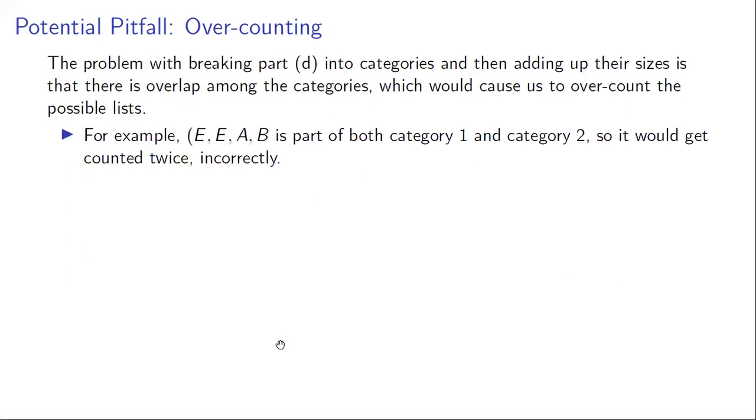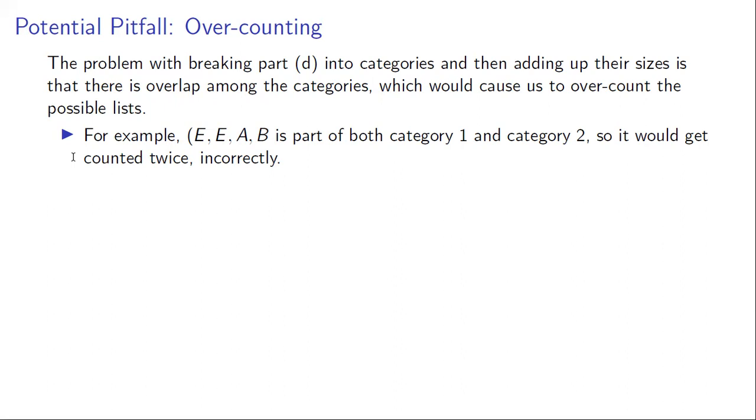For example, here's a list missing a parenthesis: EEAB. Again, imagine there's a closing parenthesis here. EEAB is a list that's part of category 1 because there's an E at the beginning in the first entry, and it's also part of category 2 because there's an E in the second entry.